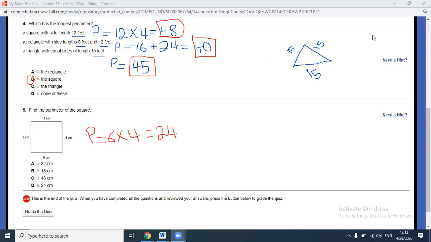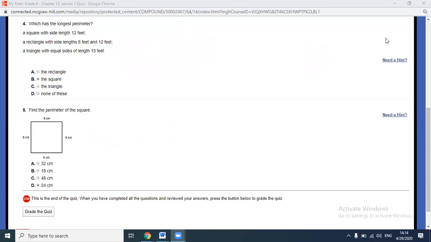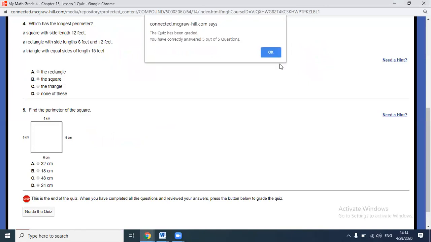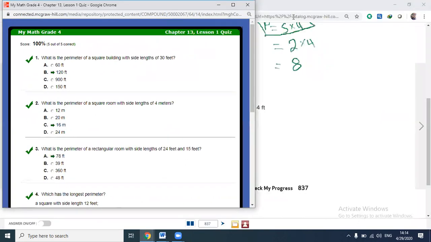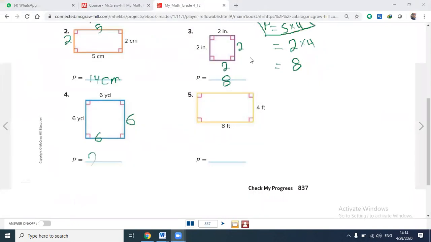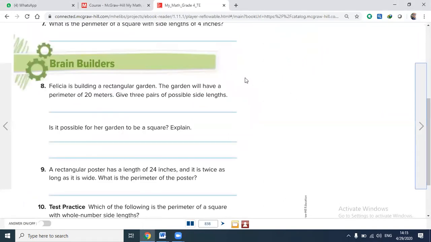Okay, let's check our answers. Here, I have finished this quiz. Okay, now we got 100%. Excellent, everyone. Okay, let's go back to the book for the next page. Going to the next page.